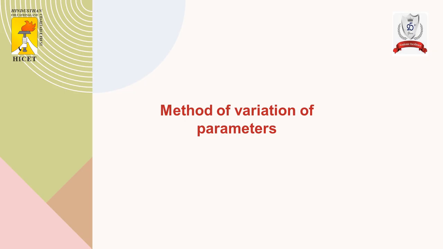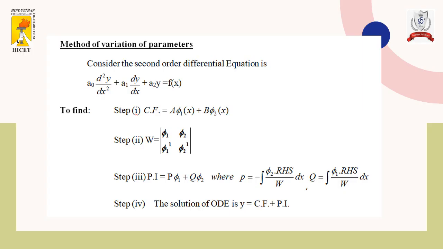In this video, I will discuss the method of variation of parameters for solving ordinary differential equations. This is a procedure to find the solutions of a second order differential equation by using the method of variation of parameters. Let us consider the second order differential equation a0 d square y by dx square plus a1 dy by dx plus a2 into y equal to f of x, where a0, a1, a2 are constants.